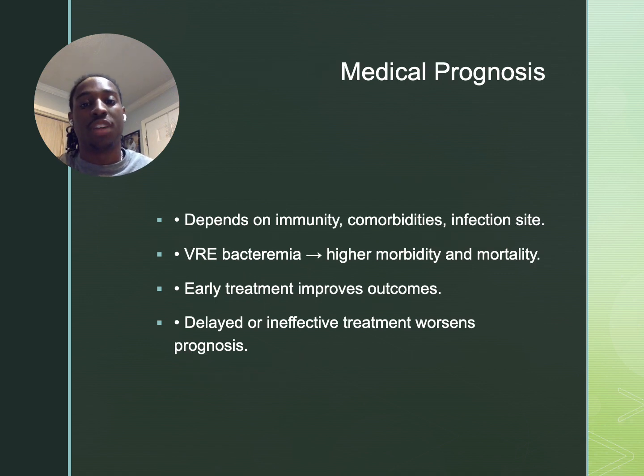The prognosis for VRE varies depending on a few key factors: the patient's immune status, the site of infection, their overall health, and how quickly effective treatment is started. VRE bloodstream infections have the poorest outcomes because bacteremia significantly increases the risk of sepsis and organ failure. Patients who are immunocompromised or who have multiple comorbidities are also at higher risk for complications. So early diagnosis and timely antibiotic therapy can improve outcomes, but many patients still require extended hospital stays.